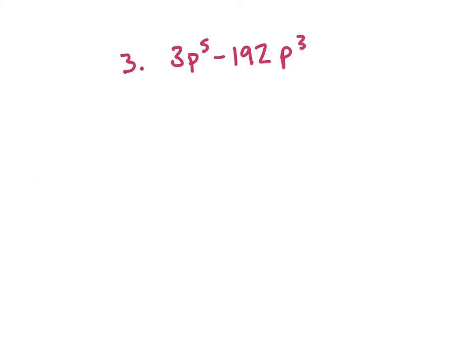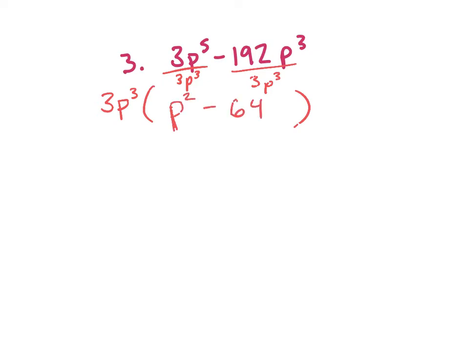All right, number 3. What do we do first? Divide by 3p cubed. Perfect. We're going to take out a 3p cubed. So we're dividing everything by 3p cubed. So then what are we left with? P squared minus 64. Awesome. P squared minus 64. Can we factor this anymore?